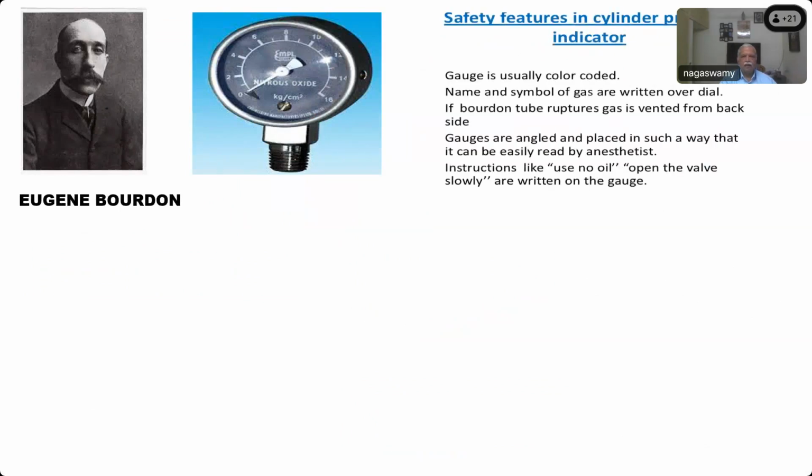And this is the nitrous oxide cylinder. So the safety features are: it is color coded, name and symbol are written. If the tube ruptures, it will vent only posteriorly, as I said. Gauges are angled and placed in a position where you can read them easily. And instructions like no oil, open the valve slowly, are all written on the gauge. And here, as I told you, it is in kilogram per square centimeter, not pounds per square inch.